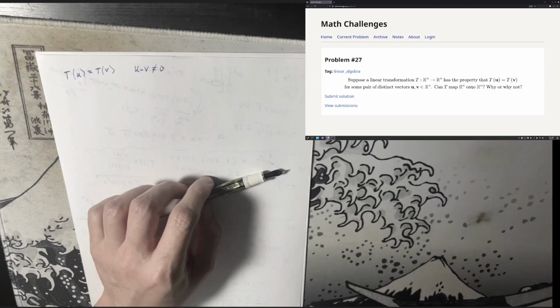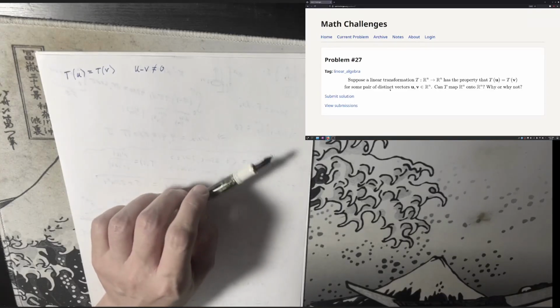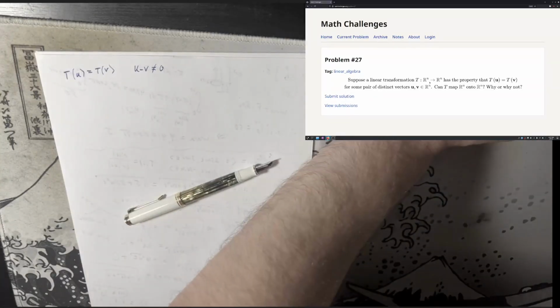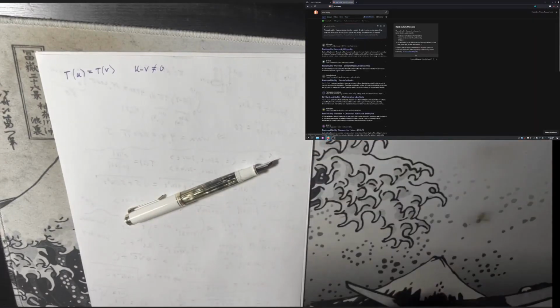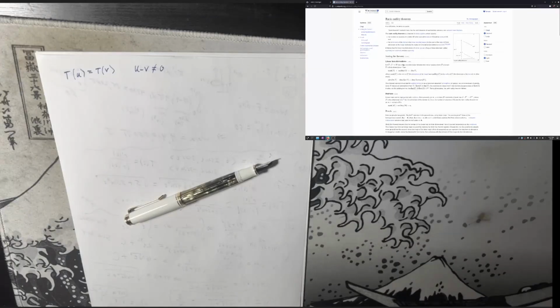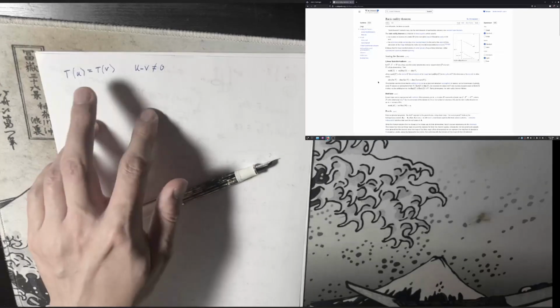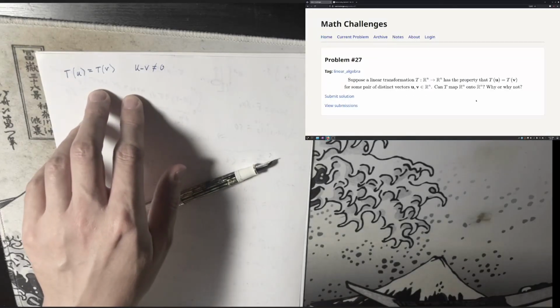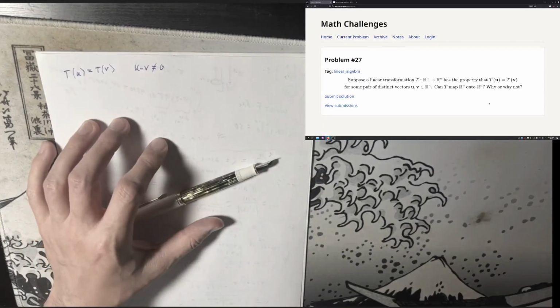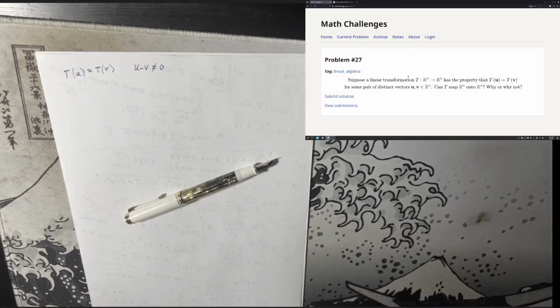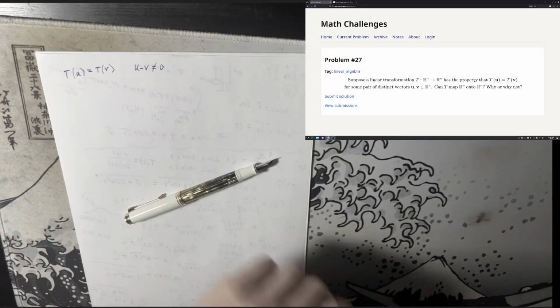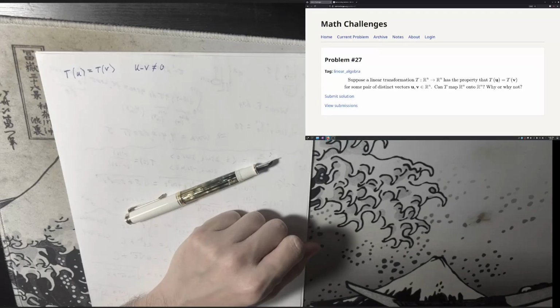Can it be an onto map? Why or why not? There's this giant theorem in, well, this is the short version of it, but there's this big theorem in linear algebra about what it means for a map to be onto and invertible. Like if it's invertible, then it's onto automatically in this case. But this is not going to be invertible.